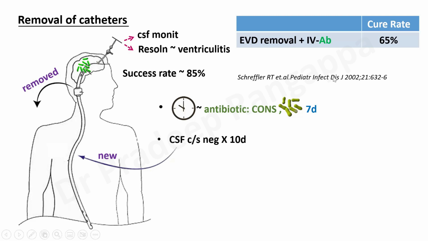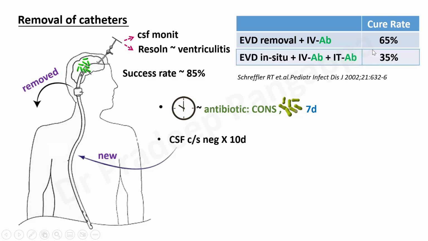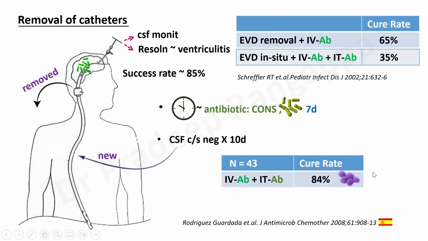So these are some of the studies. This one looked at EVD removal plus intravenous antibiotics and established a cure rate of 65%. But keeping the EVD, suppose you cannot remove it, with administration of only IV antibiotics and intrathecal antibiotics, has been shown to reduce the cure rate to 35%, which means the safest way to deal with this is to remove the catheter. But if for some reason you have to keep the catheter, then obviously you have to give long-term antibiotics with intrathecal antibiotics.